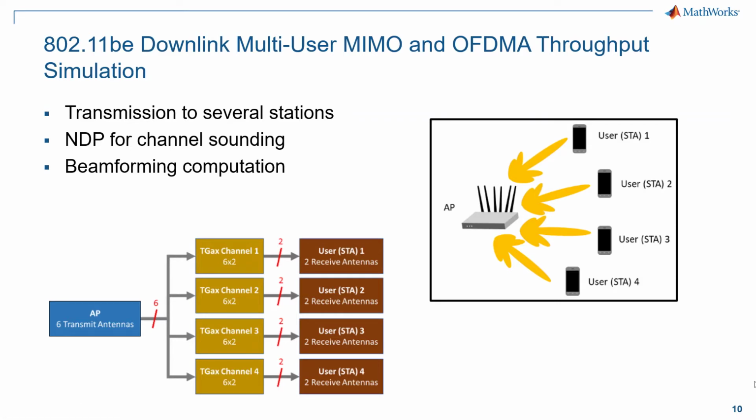Of course, you may also want to perform simultaneous transmission to several stations. This is one of the major features in 802.11be, and this is what this example does. It computes the throughput achieved by sharing the available time-frequency resources among several stations using multi-user MIMO or OFDMA. Transmission to each station is optimized by computing the best precoding option based on channel information gathered from null data packets.